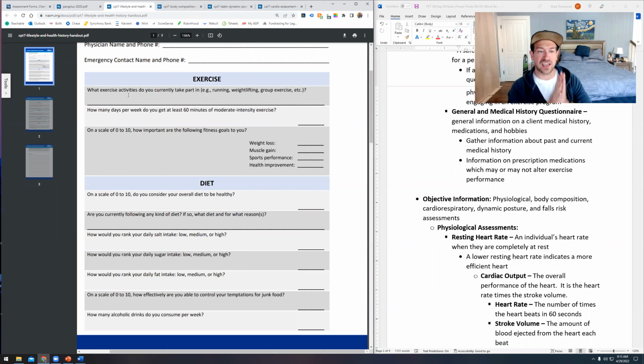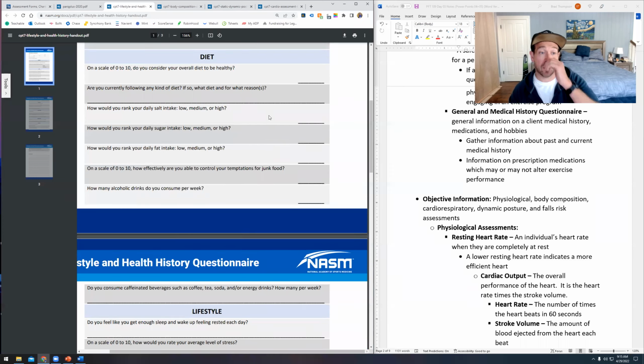Yeah, so we're in the exercise section. How many days a week do they get 60 minutes? Is it a lot? What goals are important to them? I want to know a little bit about their diet, right? Do they in general consider their diet to be healthy?